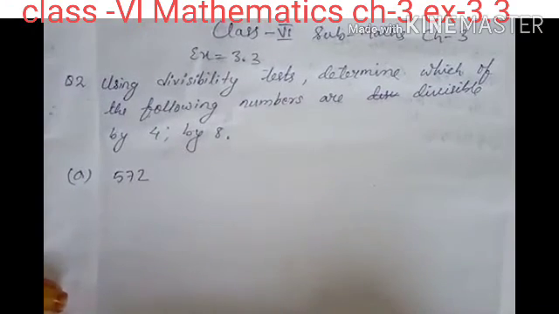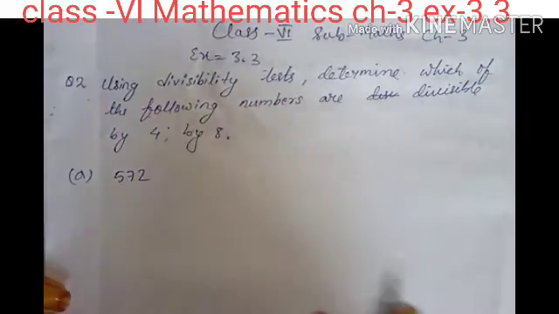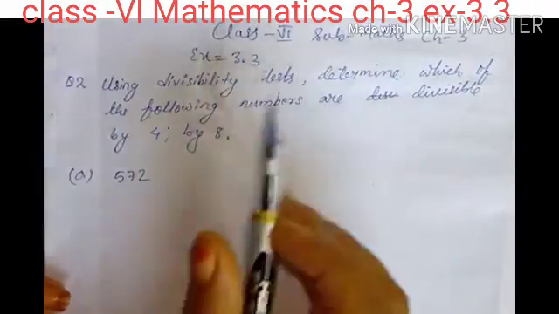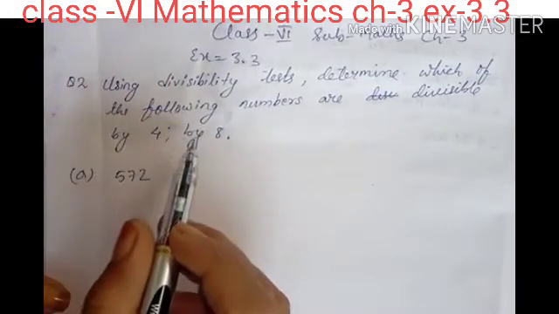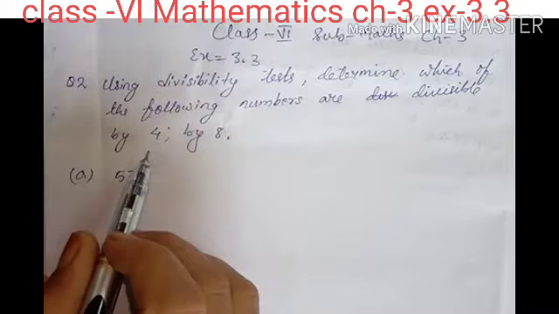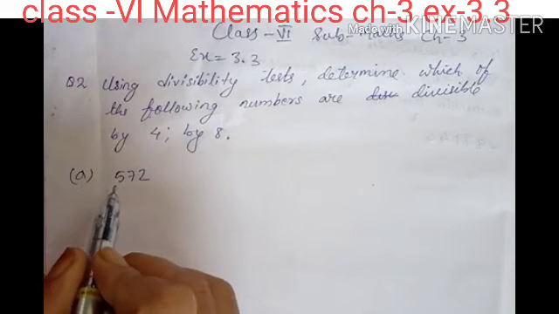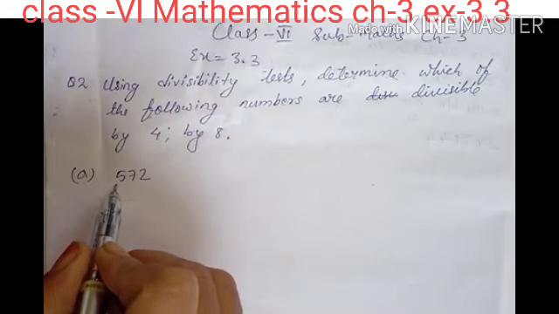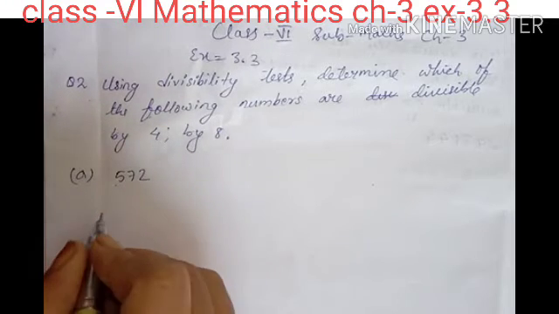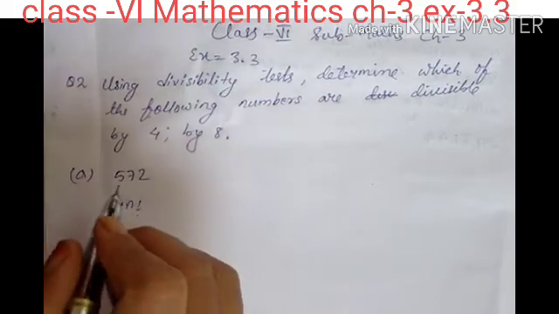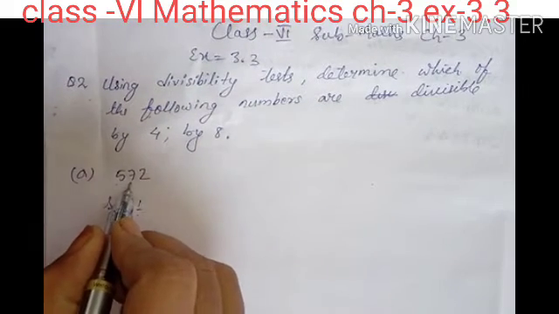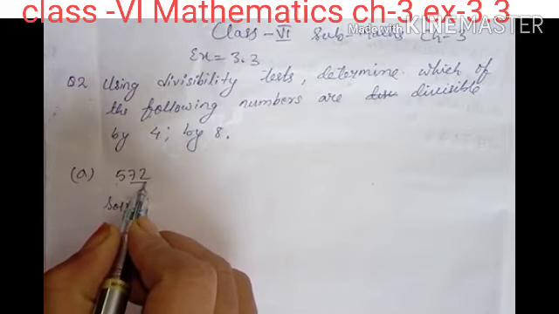Now question number 2. Using divisibility test, determine which of the following numbers are divisible by 4 and by 8. Now you have to test whether this number is divisible by 4 and by 8 or not. We know the divisibility of 4, isn't it? What is the divisibility of 4? We have to see the last two digits. So what are the last two digits?